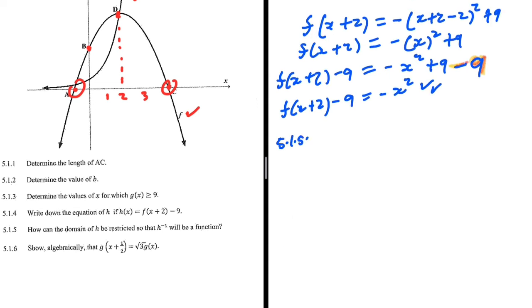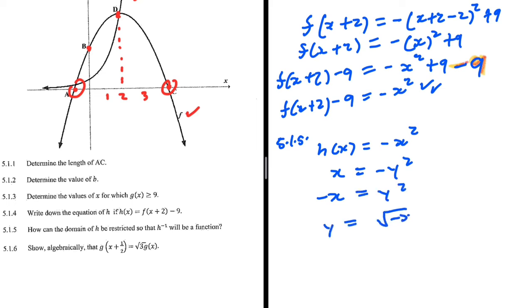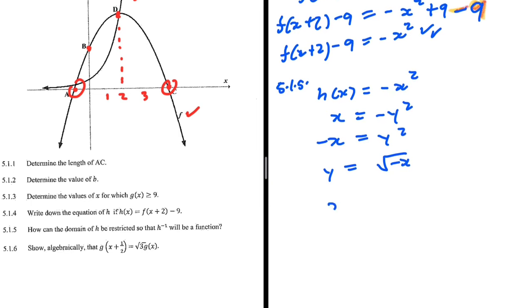5.1.5, how can the domain of h be restricted so that h inverse will be a function? Well, h of x is equal to minus x squared. So h inverse, we have x being equal to minus y squared, minus x is equal to y squared. So y is equal to the square root of minus x. So in order for this to be a function, we need x to be less than or equal to 0.